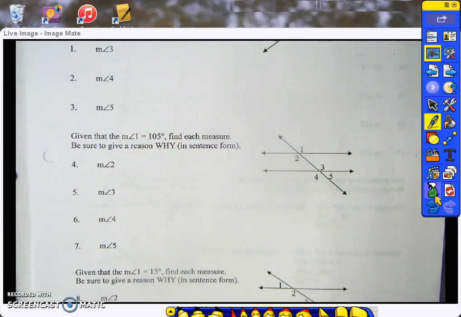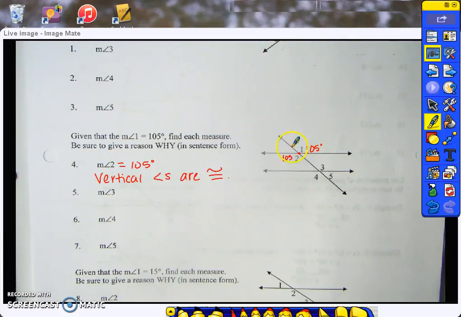Given that the measure of angle 1 is 105, find each measure. Be sure to give a reason why. So number 2, or angle 2, they're right across from each other. They share this point. When they share this point, that means they're vertical, which means they are congruent. Vertical angles are congruent.